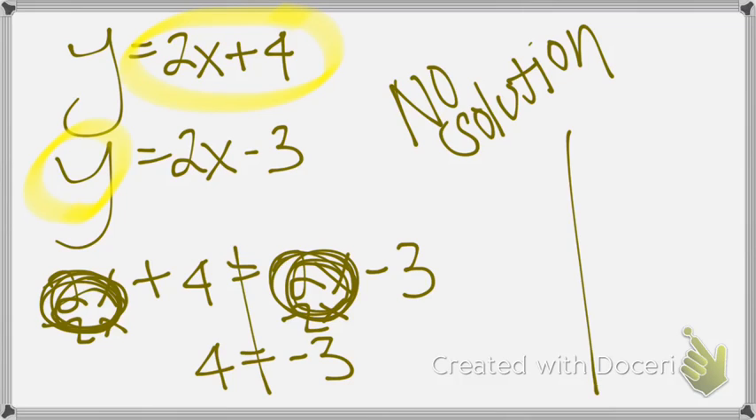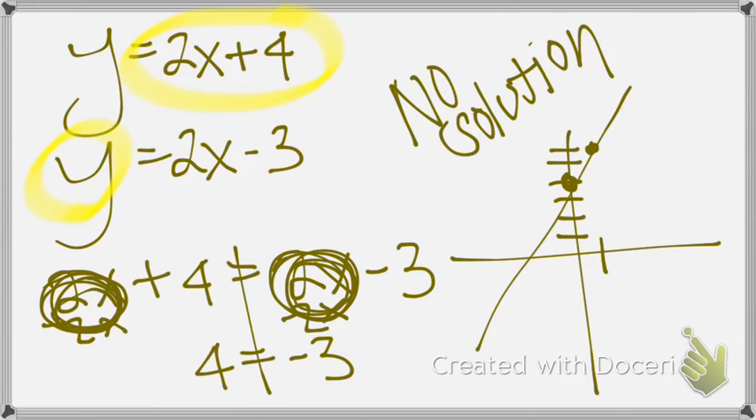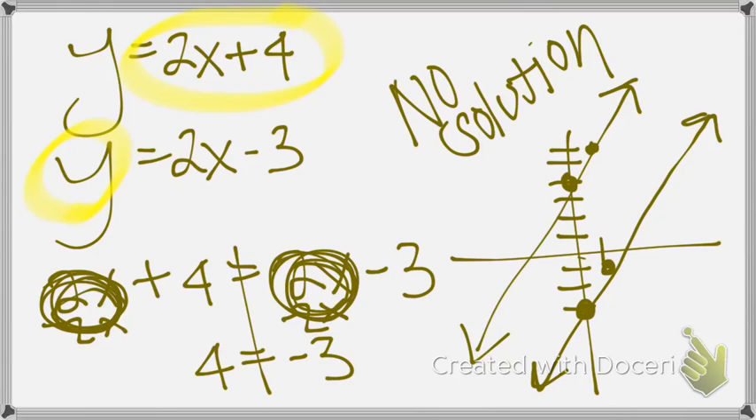So if we think about the graph here, well, the first equation, I would start up 1, 2, 3, 4, and I go up 2 over 1. And the second equation, I'd start down 1, 2, 3, and go up 2 over 1. And if you notice, these two lines are parallel. That means there's no solution that they're going to have in common. There's no point, no solution point that's going to be the same.